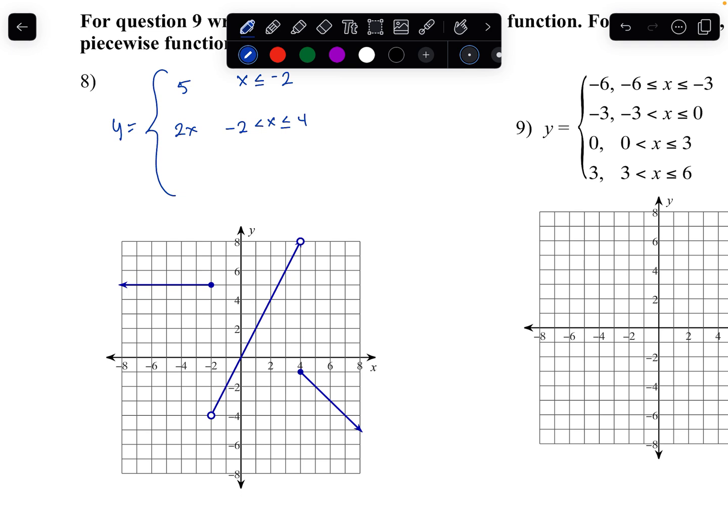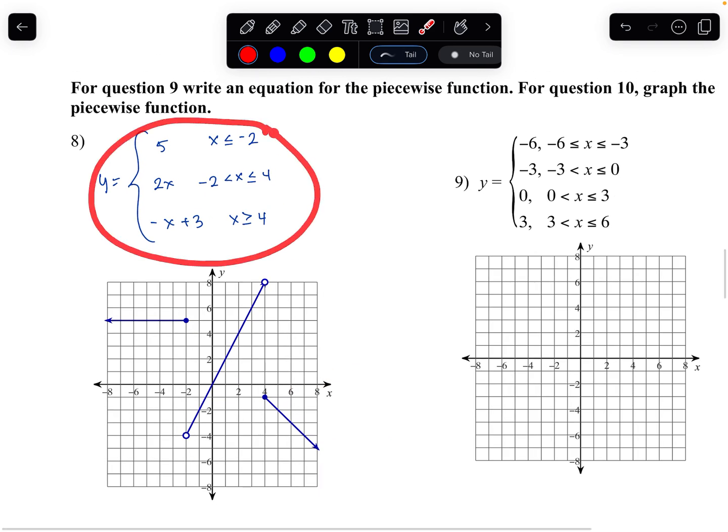Okay, and then the other equation, this last equation, let's check its slope. Its slope is -1. So that's going to be -x. Now, what is the y-intercept? The y-axis is over here, so I'm going to work backwards until I get to the y-axis, so that's going to be 3. So plus 3, and that's going to be when x is greater than or equal to 4. That's the domain beyond that point, right? Okay, so there's the equation for the piecewise function.